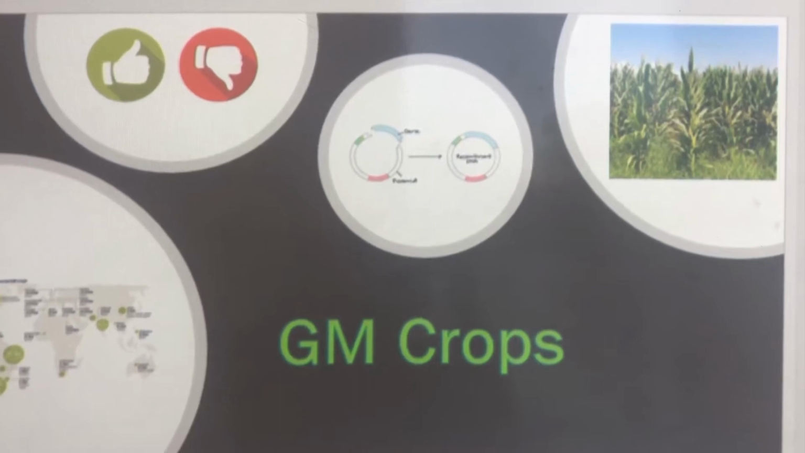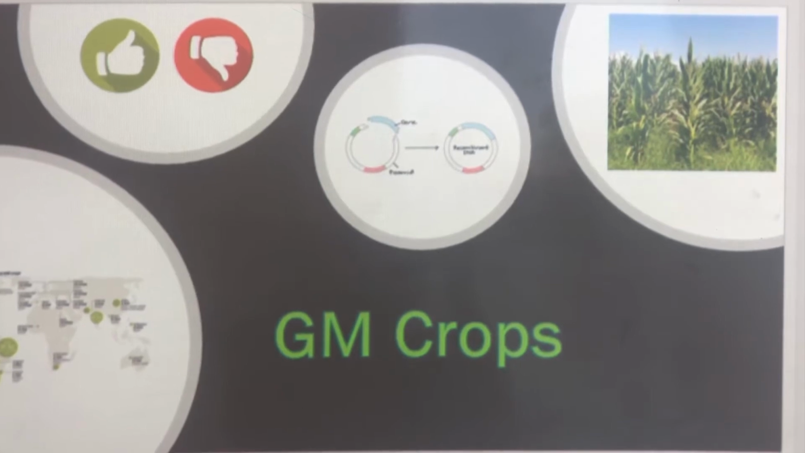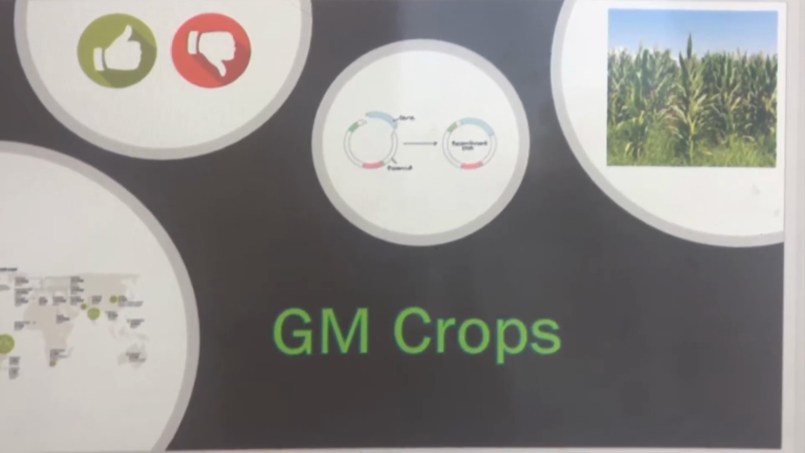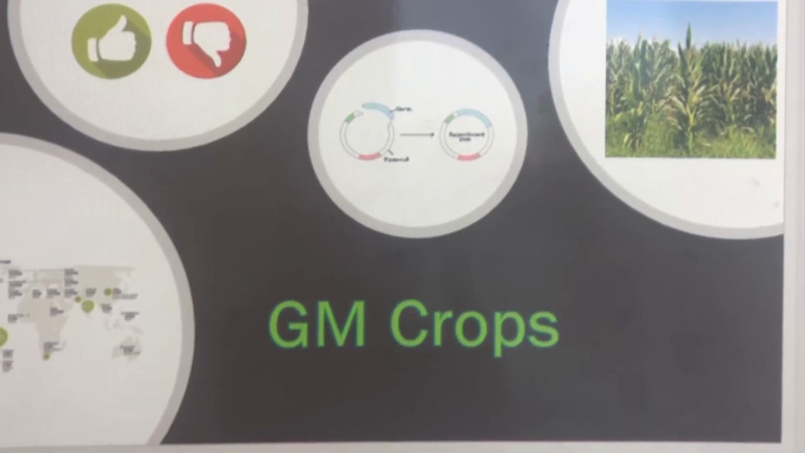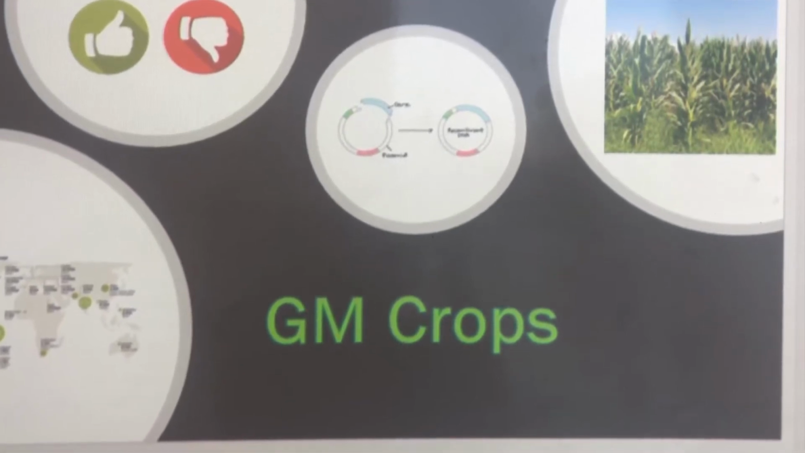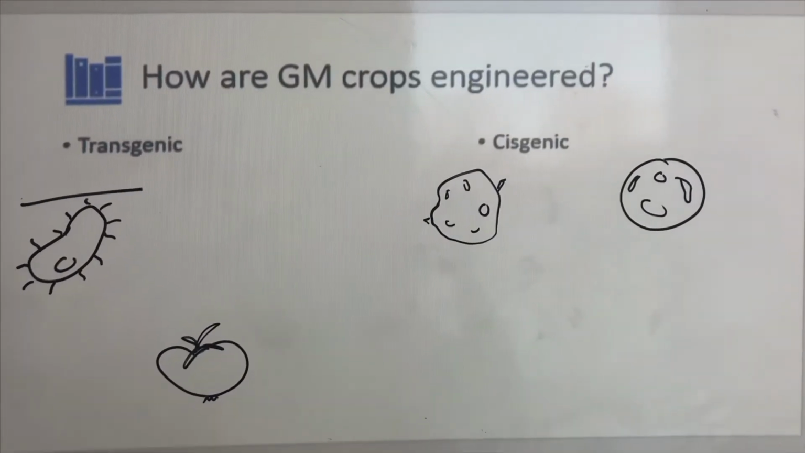GMO crops are plants used in agriculture, with their DNA modified for a particular property or trait with the use of GM technology. It creates a desired change by simply adding, deleting, or manipulating the genome of an organism. How are GMO crops engineered?